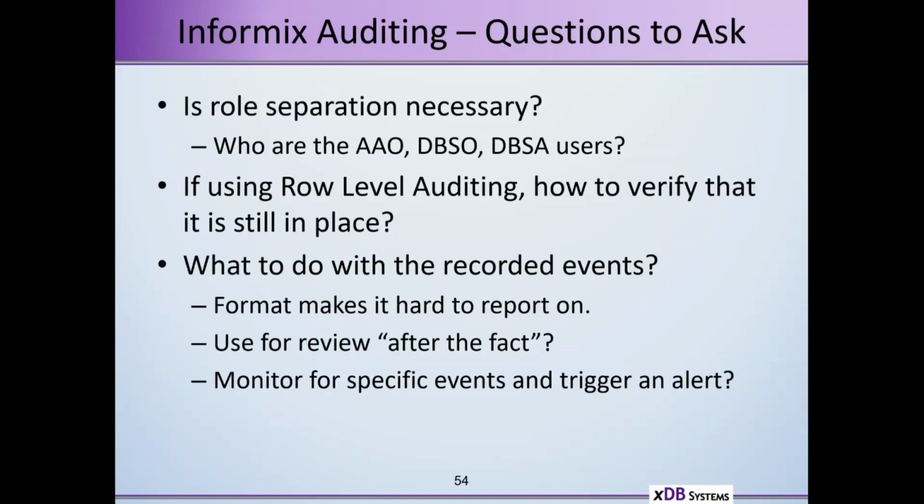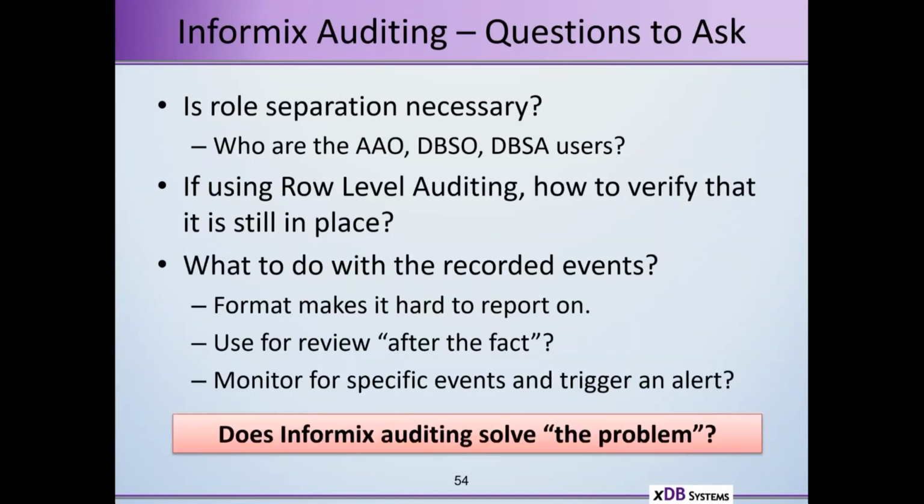Do you plan to look at things proactively? So like keep looking at stuff, go, oh, this user tried to do this, or you're only going to go back to those files if you hear, oh, the table's disappeared. Then you can go back to those audit files and see who may have dropped or altered a table. So the overall question is, given what Informix does and what it doesn't do, does it solve the problem you're trying to solve?